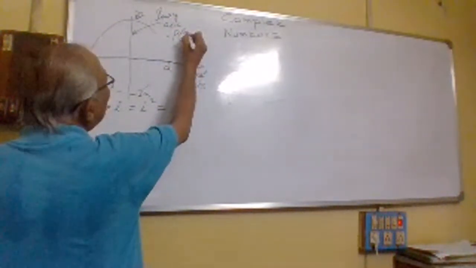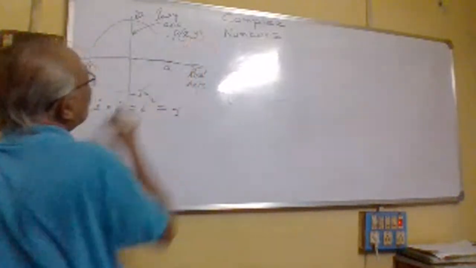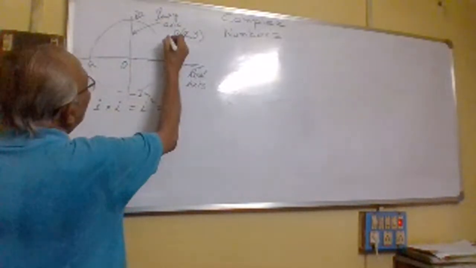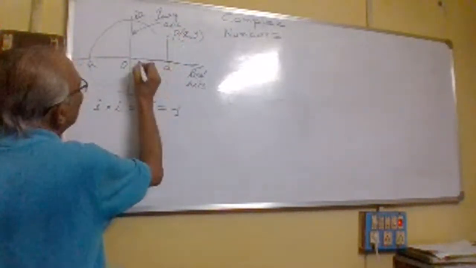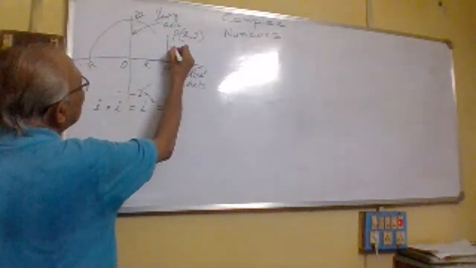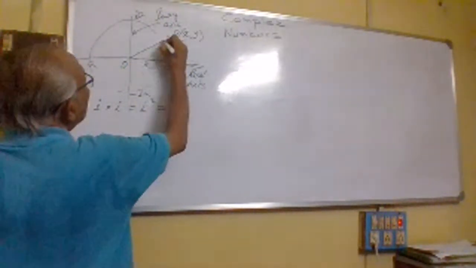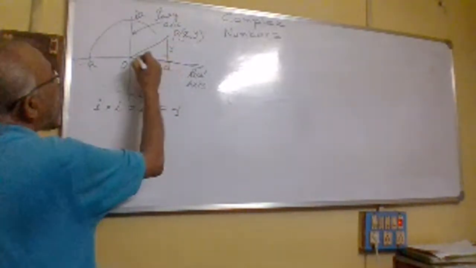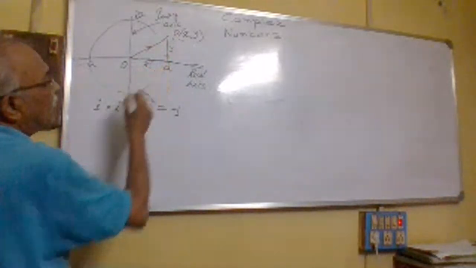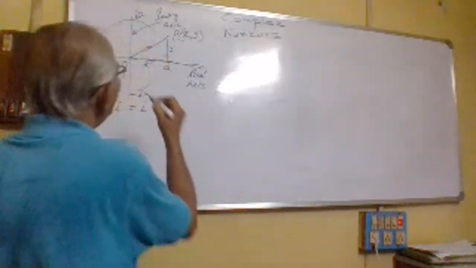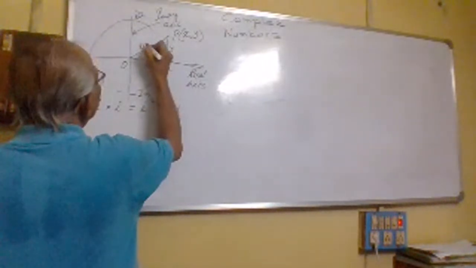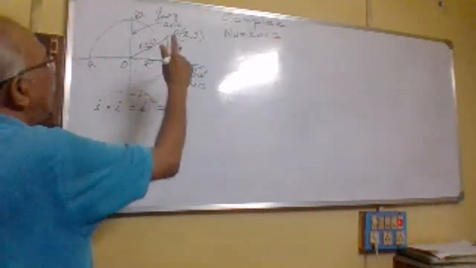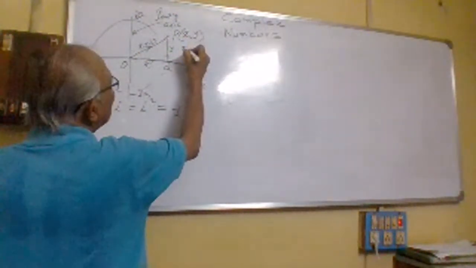Let us assume its Cartesian coordinates are x, y. If this point is O, then this length is x, this length is y. So following the vector style, this vector plus this vector equals this vector. We are following the vector style, so we are writing x plus iy. So this point will be denoted by x plus iy.